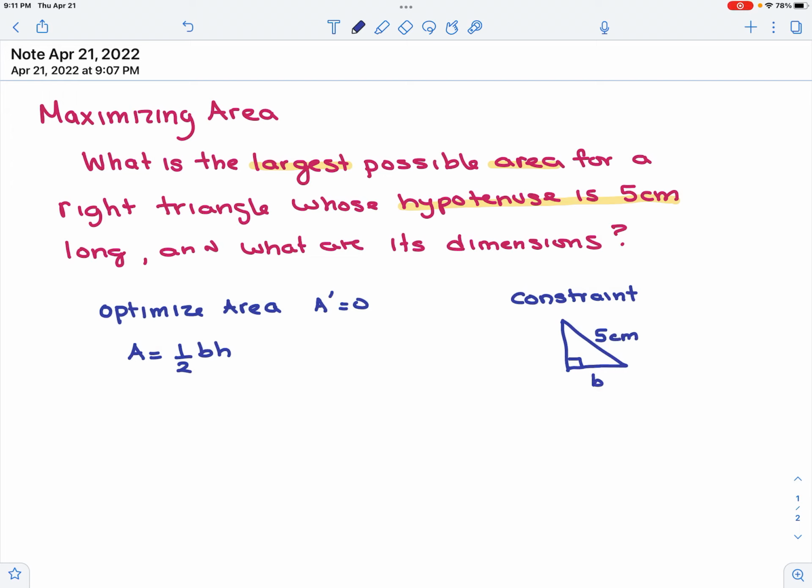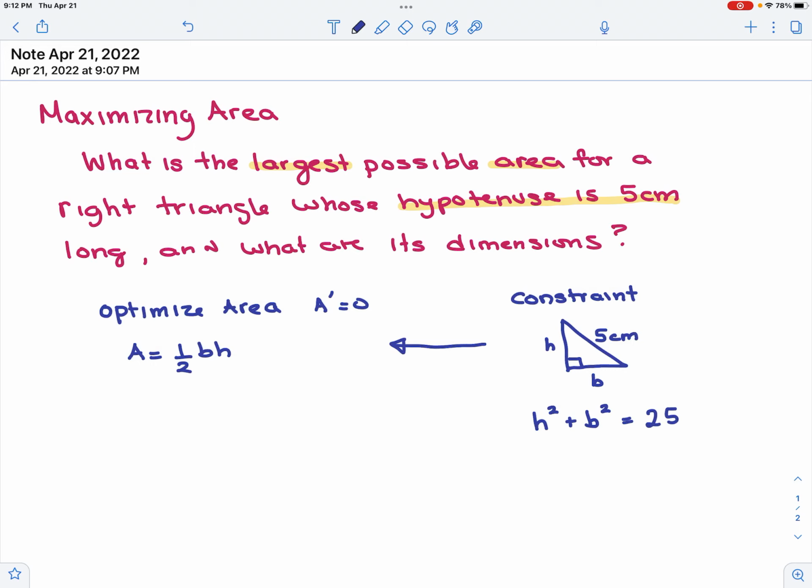So we have a base and a height here, and we somehow want to make sure that we incorporate the constraint into the area formula so that that 5 centimeters is taken into account inside the area formula. And then once we have that, we can find the derivative and set it equal to 0. So we're just going to set up this relationship: h squared plus b squared will equal 25.